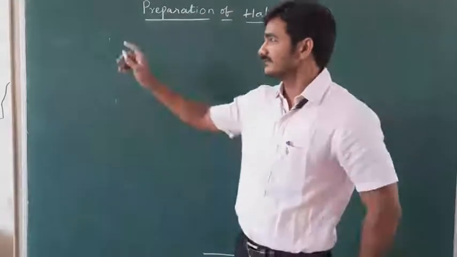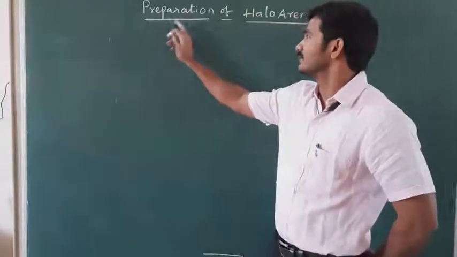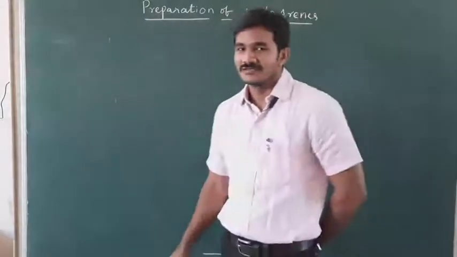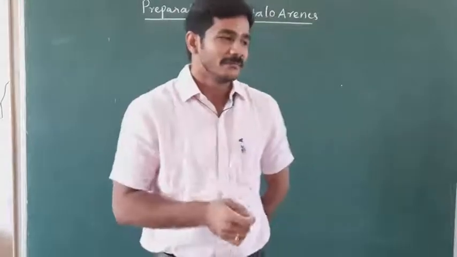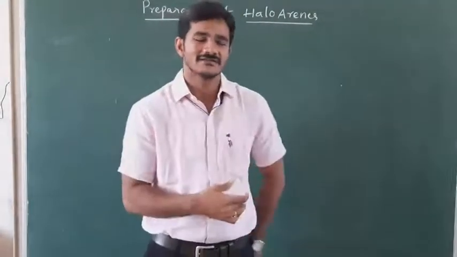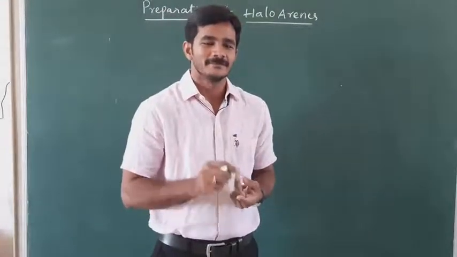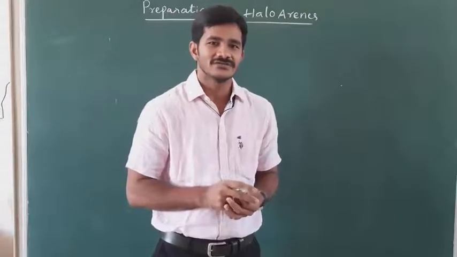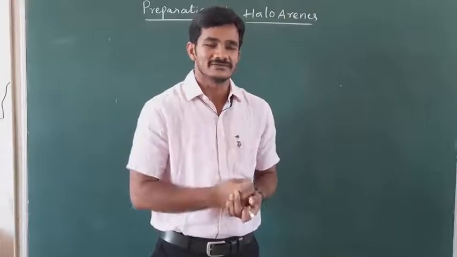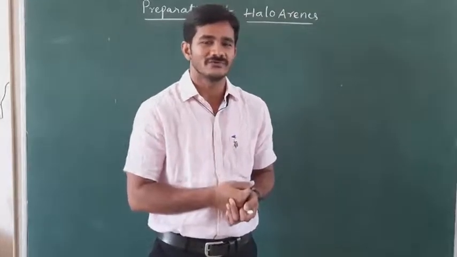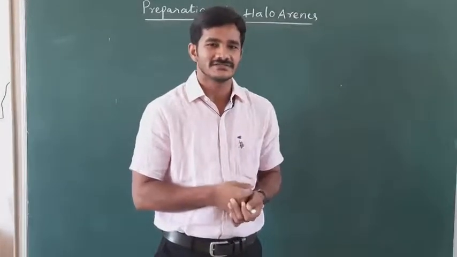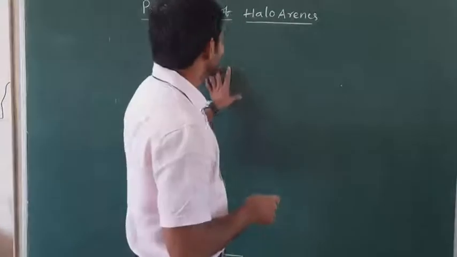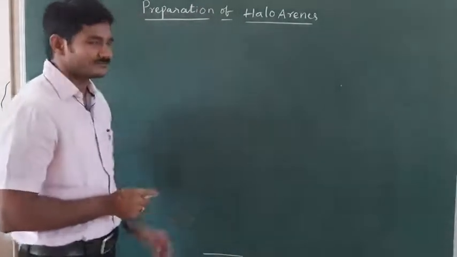In this lecture, we are going to discuss the preparation of haloarenes. In the previous lecture, I told you about the preparation of haloalkanes from alcohols by using Lucas reagent, PCl3, PCl5, SOCl2, and free radical halogenation of alkenes, Markovnikov rule, and anti-Markovnikov rule. All those I discussed in the previous lecture. In this lecture, we will discuss how to prepare the haloarenes.